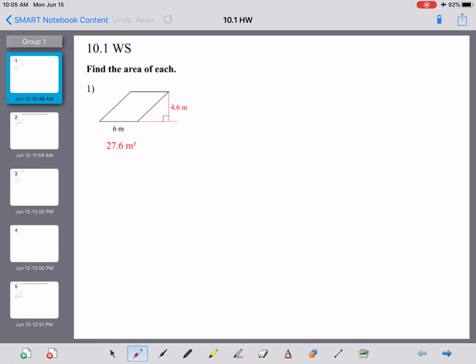Now, one of the things that I want you guys to get used to is the idea of doing a three-step process for every one of these problems, really in Chapter 10, but most of the rest of the year through 11 and 12. Step number one is always to write down the formula. So since we're dealing with a parallelogram and we're trying to find the area, I'm going to use the formula for area of a parallelogram, which is simply base times height.